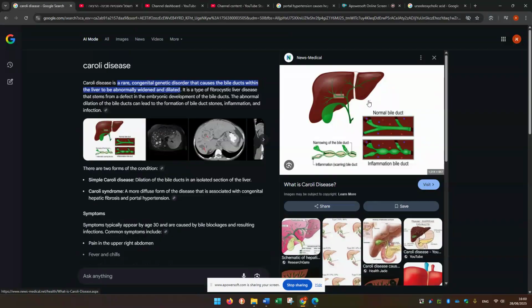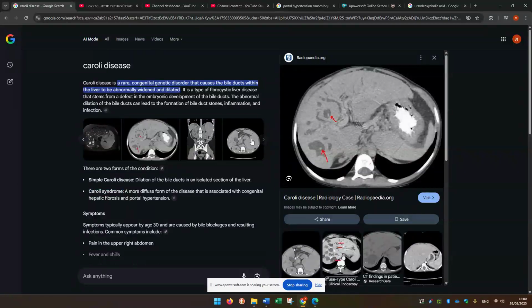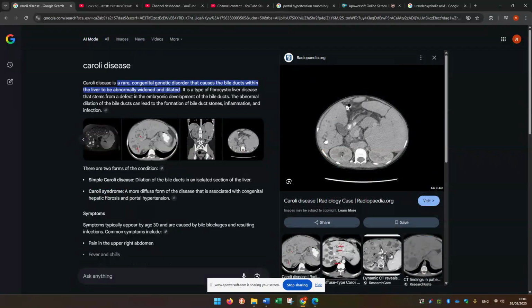Now, what I just described to you is also called simple Caroli disease, just dilatation of the intrahepatic bile ducts. Now, it can also be Caroli syndrome. If you look, for example, at some images, like this one, you can see those hypodense dilated areas on the liver. Those are the dilated bile duct areas. But if you look at the whole image, you will see here a giant spleen.